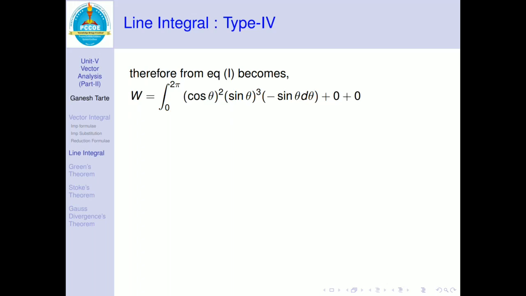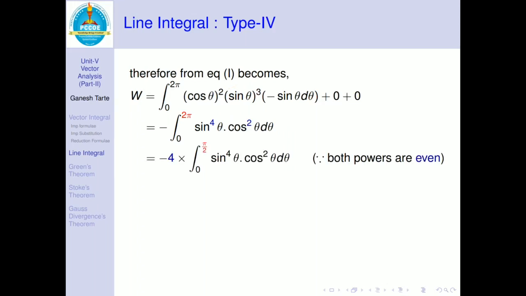So both terms are 0, so the second and third terms are 0. On simplifying we get minus times the integration from 0 to 2 pi of sin^4 theta cos^2 theta d theta. Observe carefully, we cannot apply a reduction formula here because the limiting values are 0 to 2 pi. So firstly we check the powers. The power of sine is 4 and the power of cosine is 2.